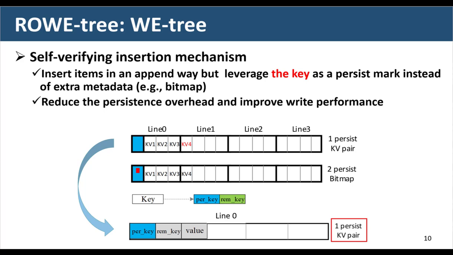These mechanisms can reduce the persistent overhead. For example, as the slide shows, previous work first persists the key V12 and then persists the bitmap, which needs two persistent instructions. The self-verifying insertion only requires one persistent instruction to persist key V12. Therefore, our self-verifying insertion mechanism can significantly improve write performance.